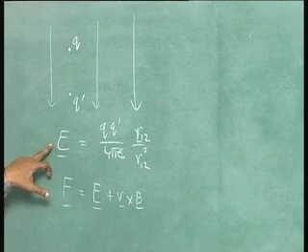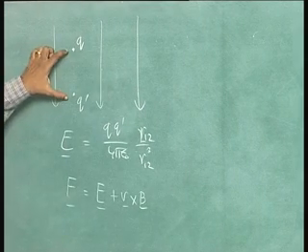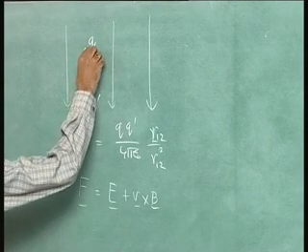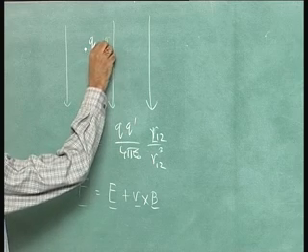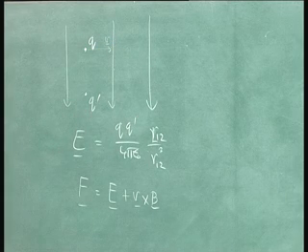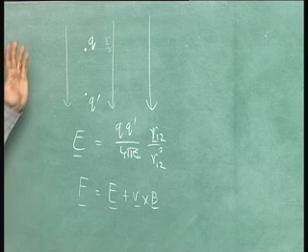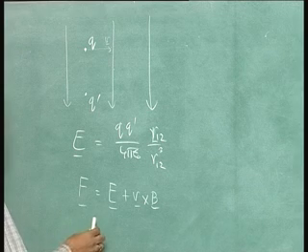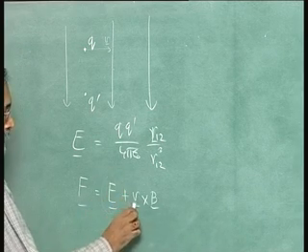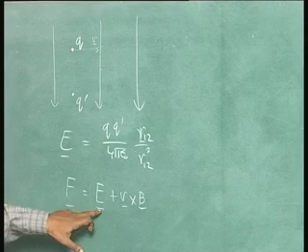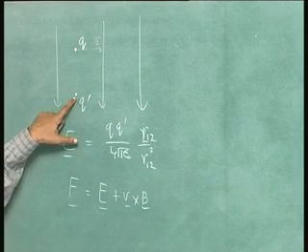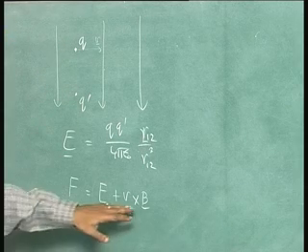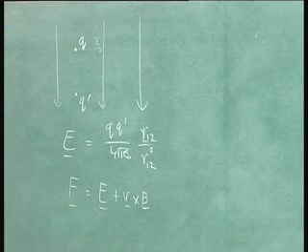Now, this E is valid when things are stationary. Supposing this charge is moving with a velocity v. In the frame where this charge is moving with a velocity v, I have that the electric field is E plus V cross B, because this charge is stationary. So, the electric field everywhere due to the stationary charge is known, V cross B is known. So, I have an answer.